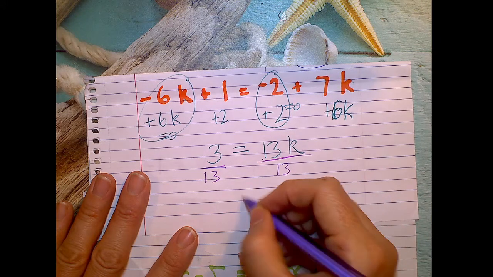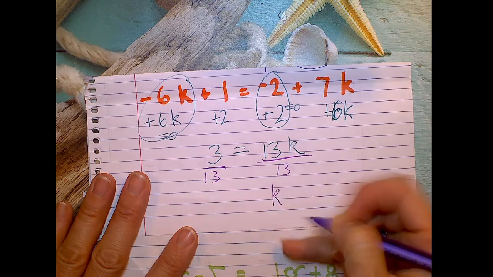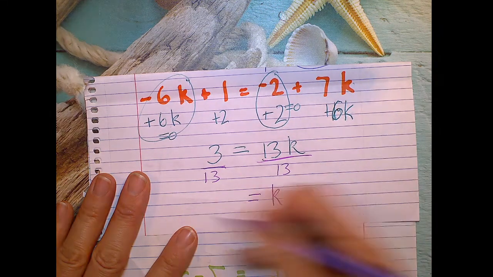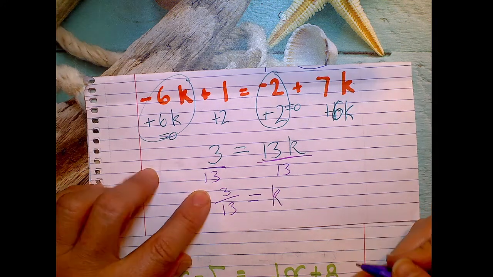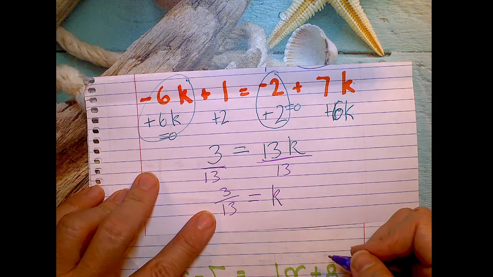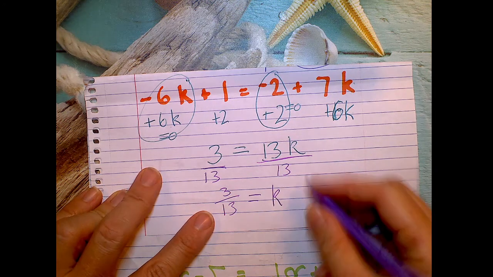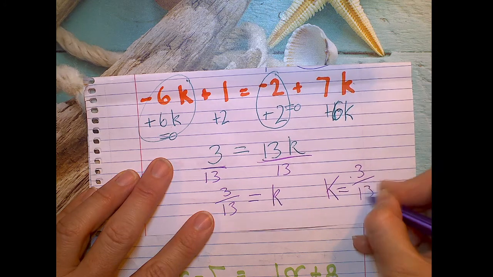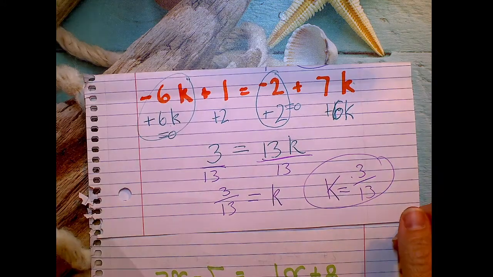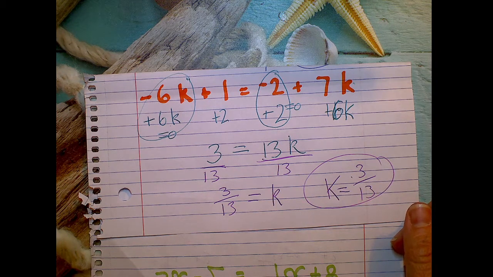And I'm left with k equals, and I know it looks like I'm going backwards here, but it doesn't matter. K equals 3 over 13. Now let me write that again this way. K equals 3 over 13. All right, guys, we did a good job.